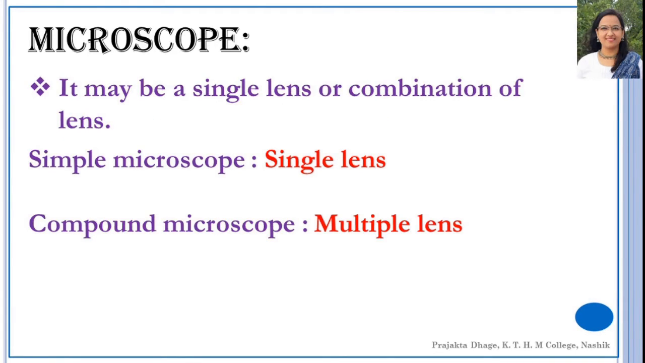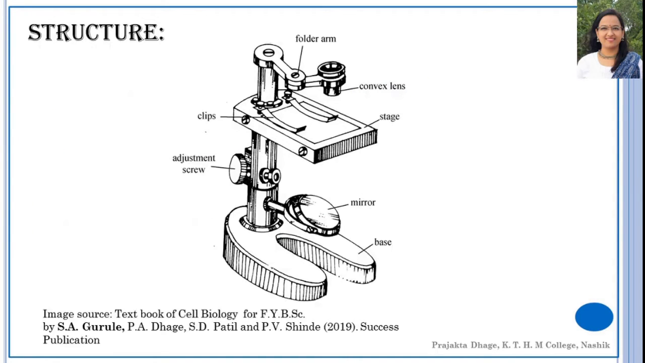The types of microscopes. At a very basic level, it may have a single lens or it may have a combination of lenses. When you are using one single lens, the microscope will be referred to as a simple microscope, which we will be studying later. And where multiple lenses are used, such a microscope we call a compound microscope. Now let's see one by one the structure of these two microscopes.